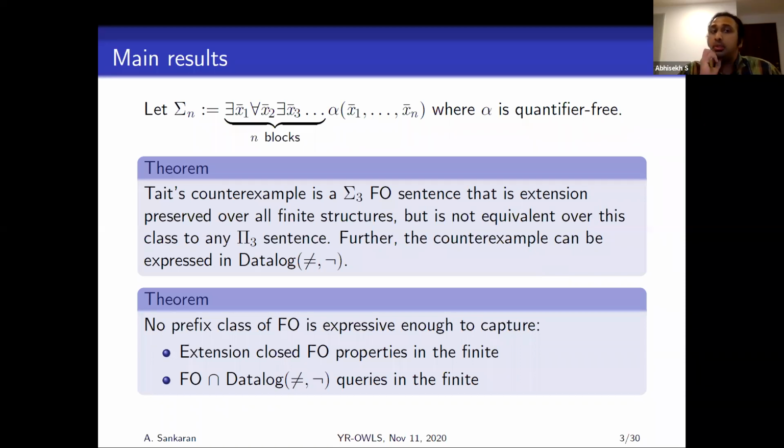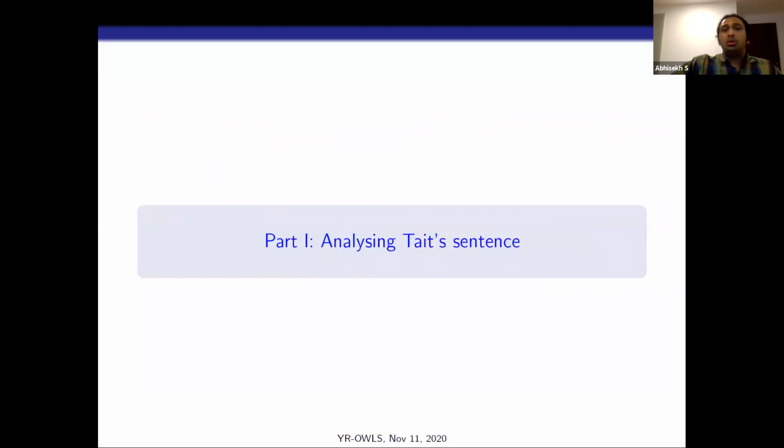I'll speak to you about these two theorems. We'll spend a good bit of time understanding the first result, okay? Because the second result is a lifting of the same ideas into this more general setting of Sigma 2n plus 1. Okay, so we'll spend a good bit of time understanding the first result, which is illustrative in its own right. Okay. Now, analyzing Tait's sentence.